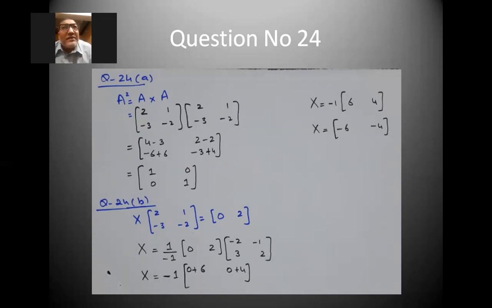So minus 3 multiplied by 2 is minus 6, minus 2 multiplied by minus 3 is plus 6, and minus 3 multiplied by 1 gives you minus 3. Minus 2 multiplied by minus 2 gives you 4. So 4 minus 3 is 1, 2 minus 2 is 0, minus 6 plus 6 is 0, minus 3 plus 4 is 1. So this is the value of A square. This is how you will find the A square of a matrix.